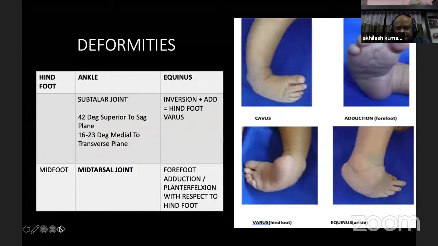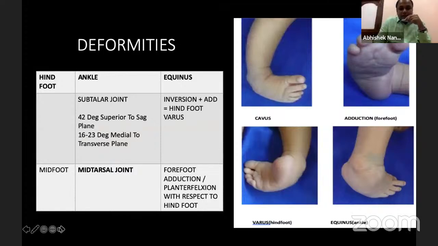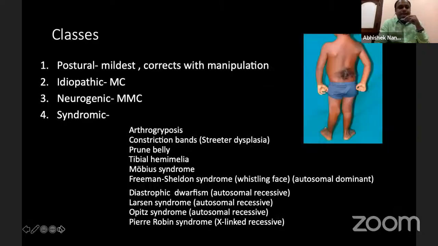So what are the deformities in CTEV? In the hindfoot, in the ankle, there is equinus. The subtalar joint is in 42-degree angulation, so there will be inversion plus adduction, which we say as hindfoot varus. In the midfoot, that is the mid-tarsal joint, there is forefoot adduction and plantar flexion with respect to the hindfoot. So these are the diagrammatic pictures of cavus, adduction, varus, and equinus.